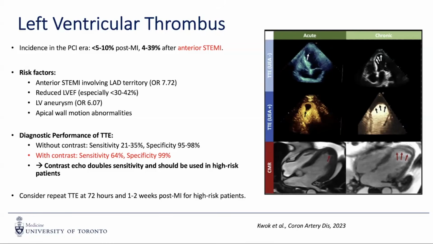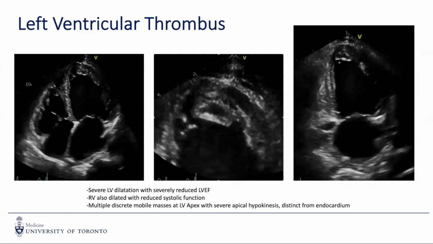And in patients with a big anterior STEMI, always consider getting a repeat echo at 72 hours and at 1 to 2 weeks, because those LV thrombi can have a delayed presentation, and they become more obvious with time as well. I have some pictures here.